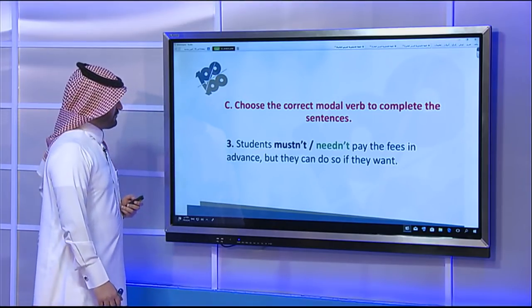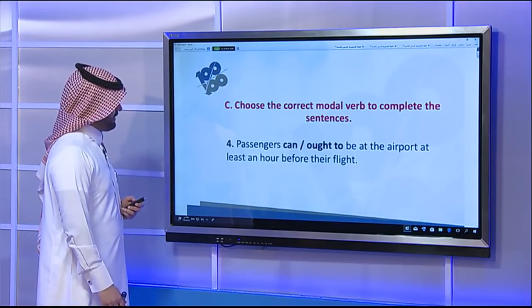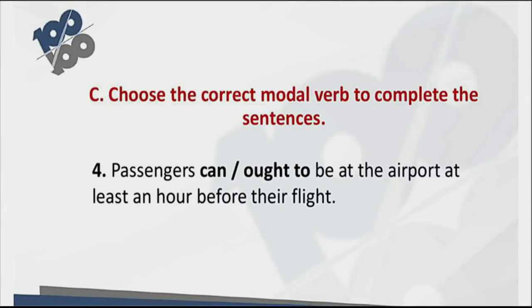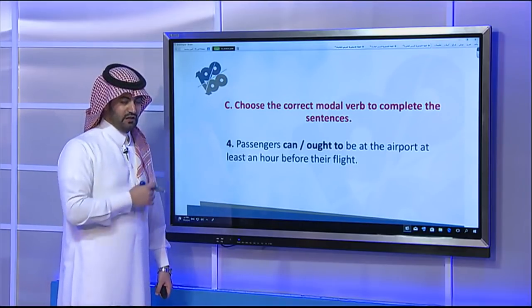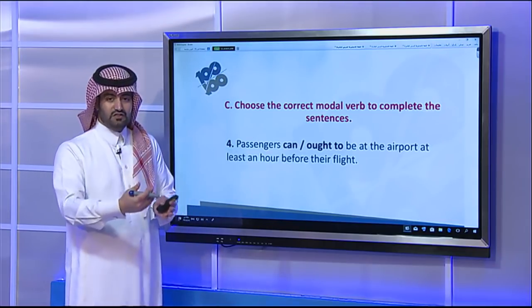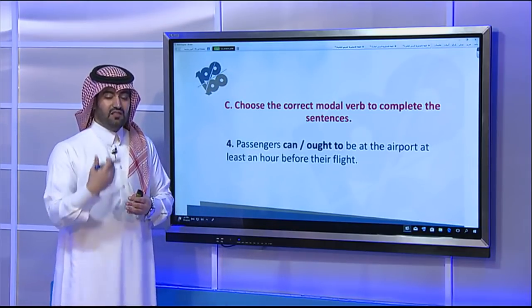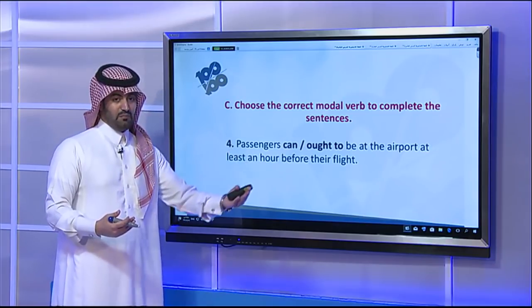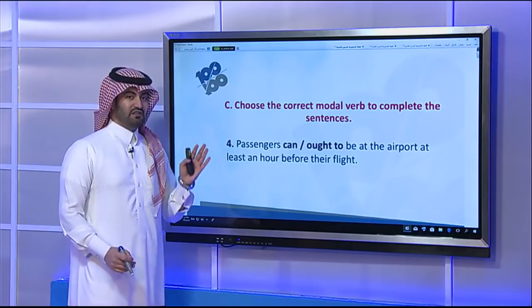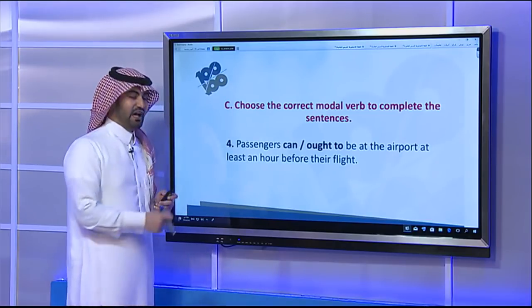Let's move to number four. Passengers can or ought to be at the airport at least an hour before their flight. Passengers, people who travel, okay? When you're traveling by plane, you should be at the airport at least 2-3 hours earlier. Otherwise, something bad will happen. You probably miss the flight. So here is a strong advice. You should be at the airport.